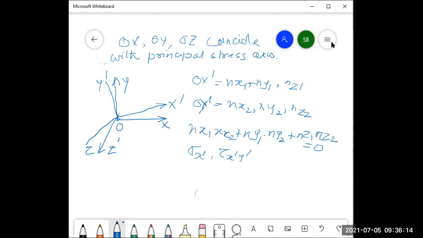And this is available from the Cauchy formula which we have discussed in the stress and strain relation itself. Now, what happens? This resultant stress vector on the x dash plane will have the components nx1 sigma 1 and nx2 sigma 2.